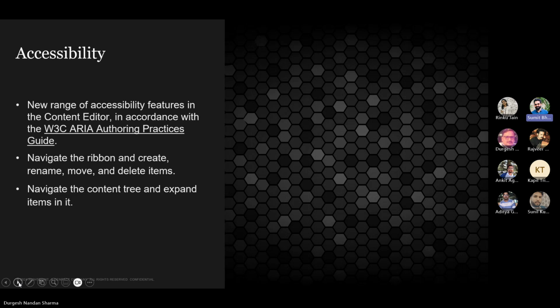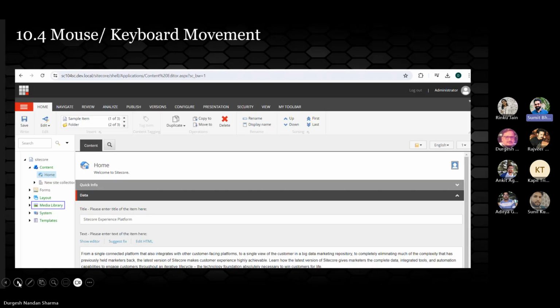And here is what you can do with these accessibility features. You can navigate the ribbon and use actions like create, rename, move, and delete items. You can navigate to and expand items in the content tree as well using the up and down arrow keys and right and left. And you can navigate and select various types of fields in the content area. So you can navigate to the fields and update them using the tab key as well. So no mouse is required for that one. This is a great feature in 10.4.